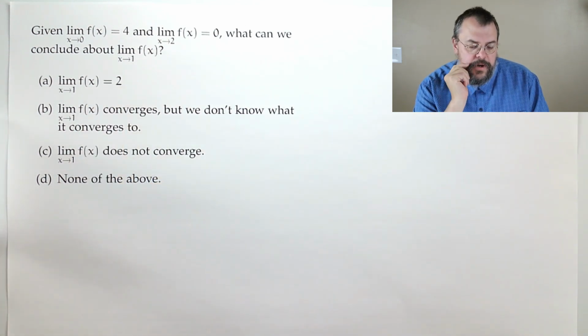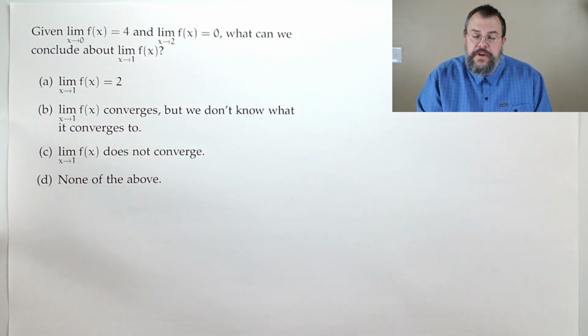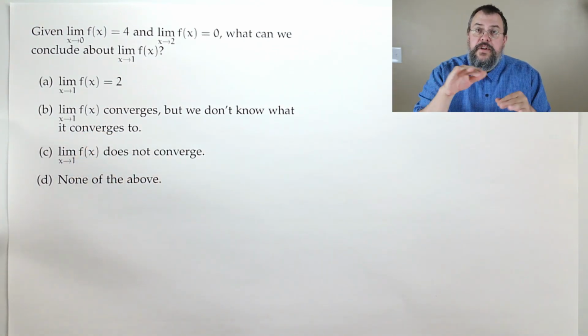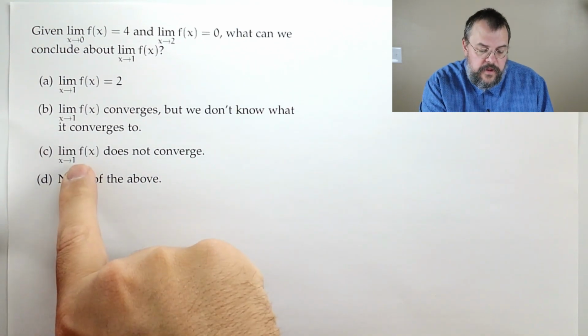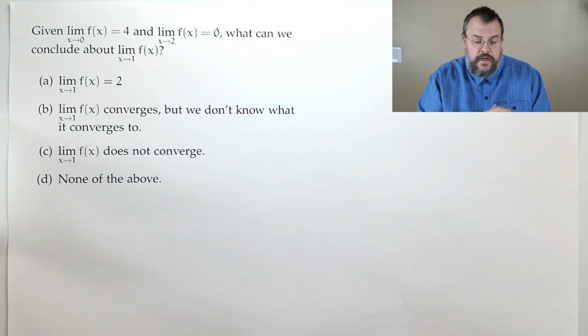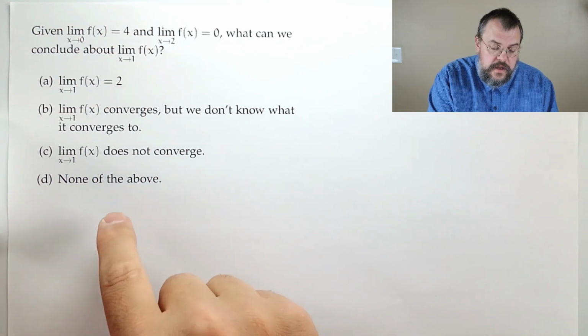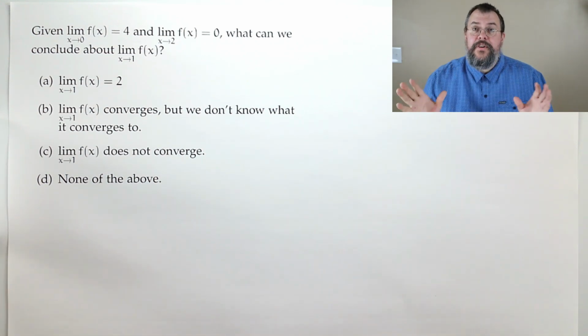Well, what are other options? Let's see. The limit converges, but we don't know what it converges to. Okay, well, that might be true. Let's see. The limit does not converge. Okay, well, that could be true. Maybe, maybe not. Or none of the above. So what's the answer? So what's our intuition?